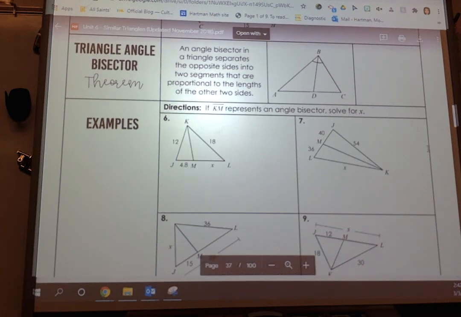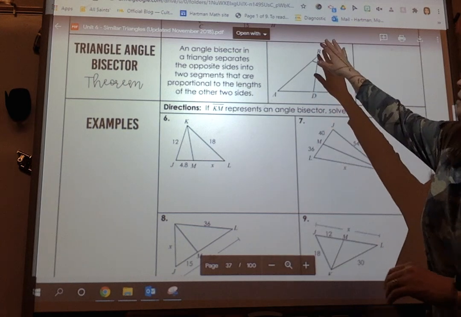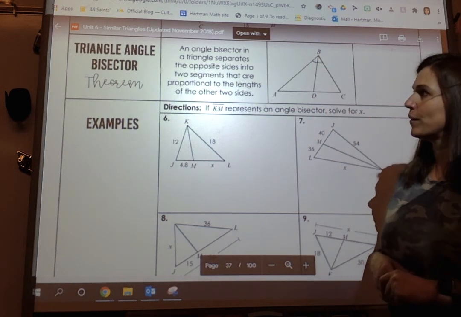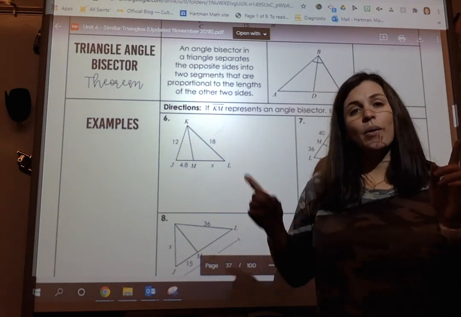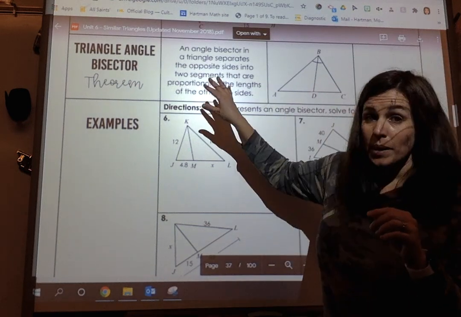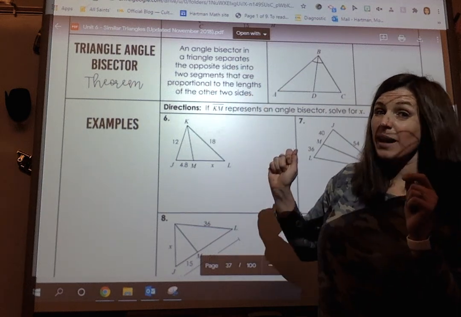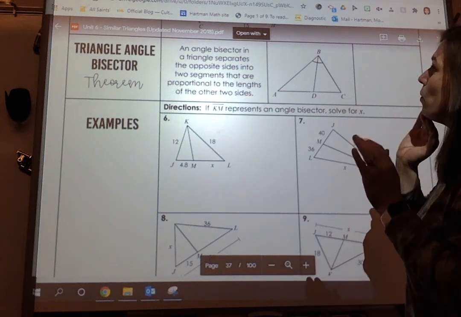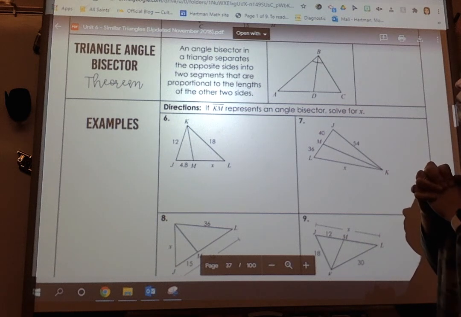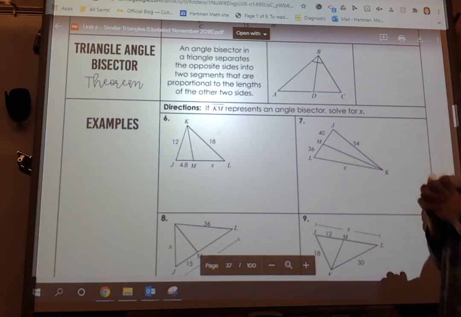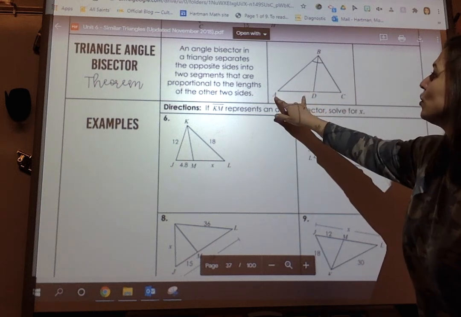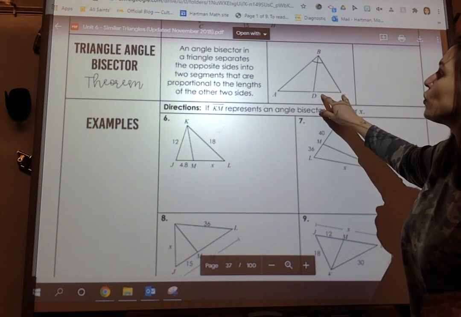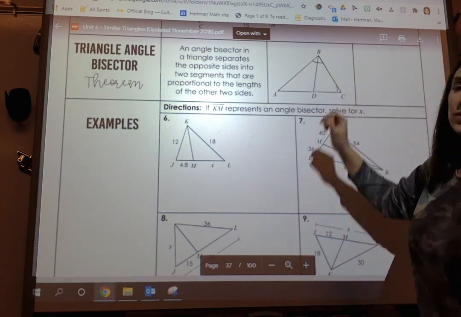All right, so let's take a look at what happens when you have one triangle and you've got an angle bisector in there. Well, this is called the triangle angle bisector theorem. Now, I want you to notice, we're coming up with more theorems, so we're probably going to have more proofs. So, look at what this says. It says an angle bisector in a triangle separates the opposite sides into two segments that are proportional to the lengths of the other two sides.